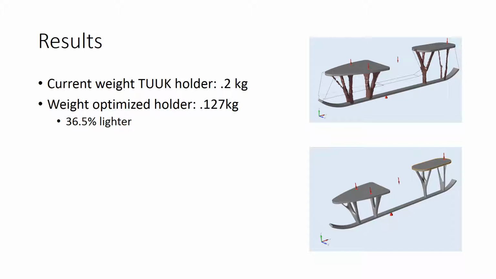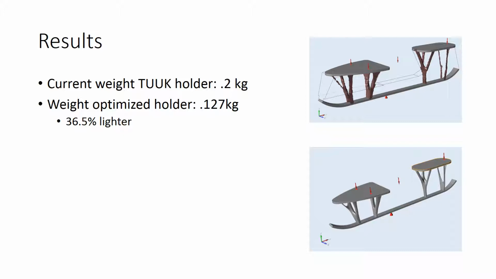The results: the current weight of Bauer's tuck holder is roughly 0.2 kilograms. The optimized weight of the holder, which I found, was 0.127 kilograms, which is 36.5% lighter.